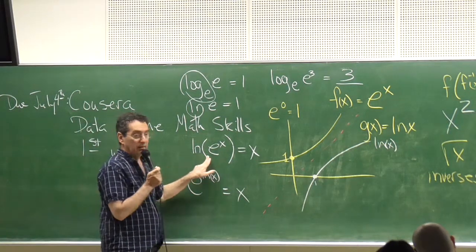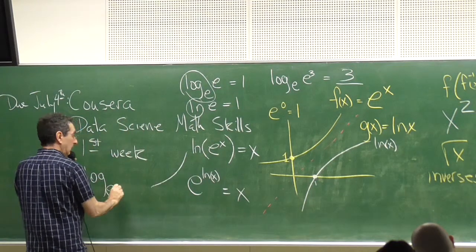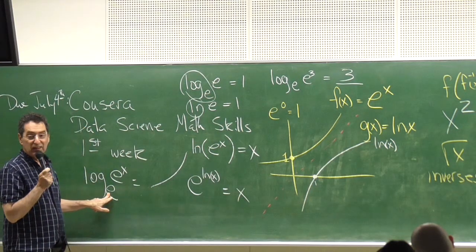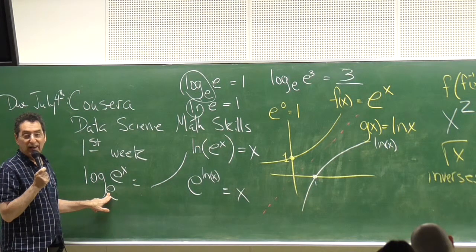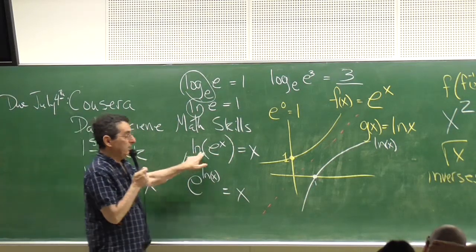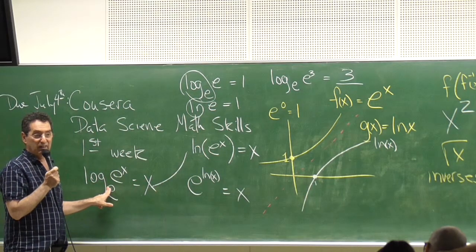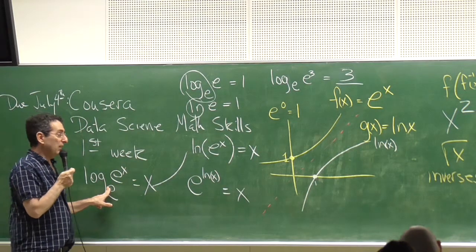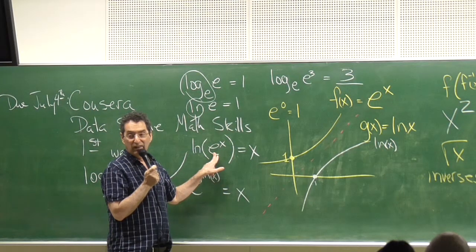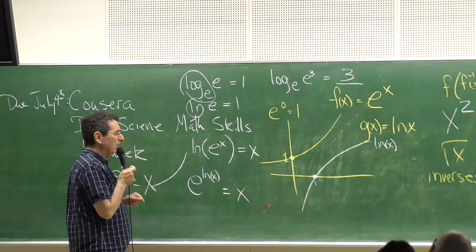And how about this? Let's rewrite this. Log base e of e to the x means what do I have to raise e to, to get e to the x? Which is what we said. We said that they're inverses, and here we see, of course, that that's true. So anyway, ln and e to the x are inverses, and you can see that from here.